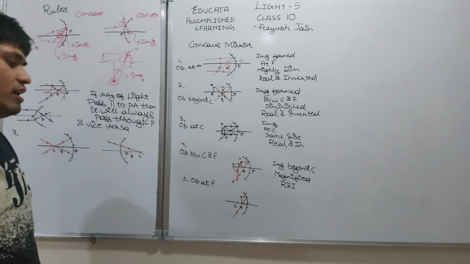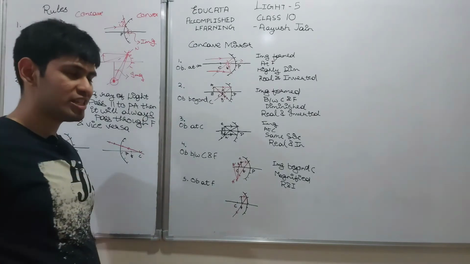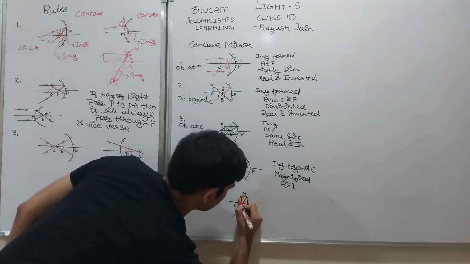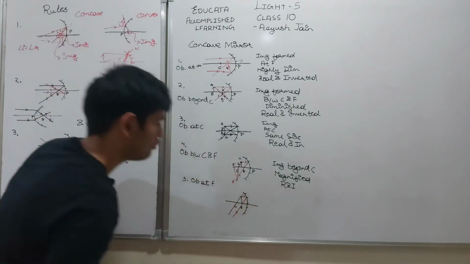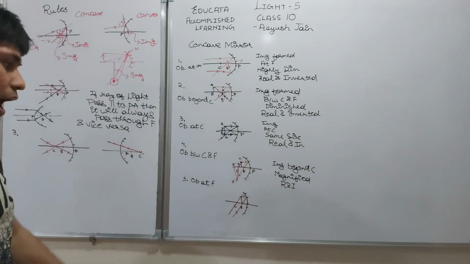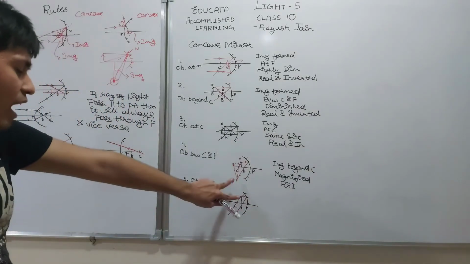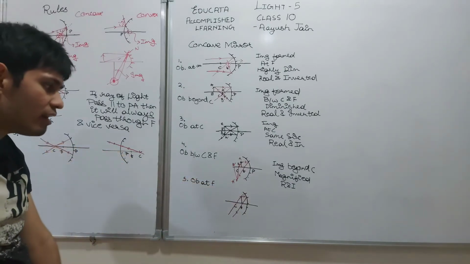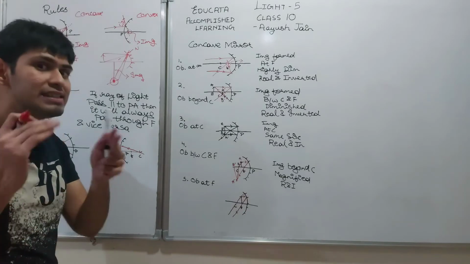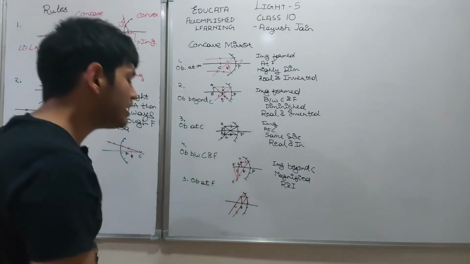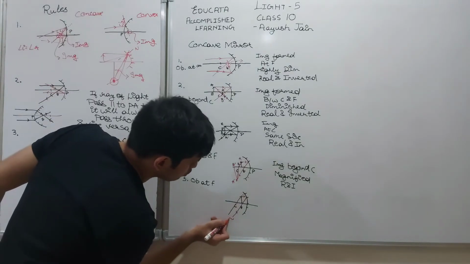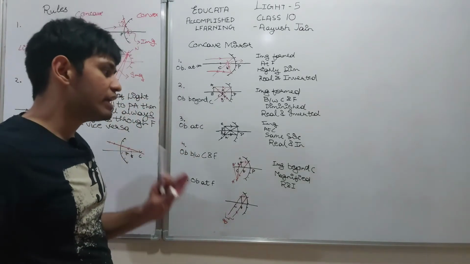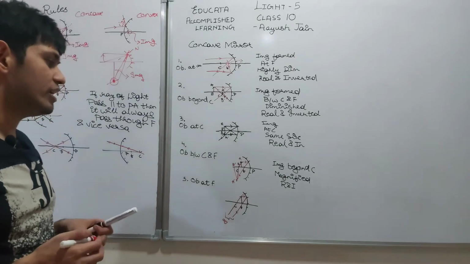Now after that, can I make a ray of light passing through the center of curvature? Yes, I can make. See, this is the ray of light which is passing through the center of curvature, and where are they going to meet? I can't see them meeting. This means these reflected rays of light are parallel. So the image that we are going to get is at infinity.